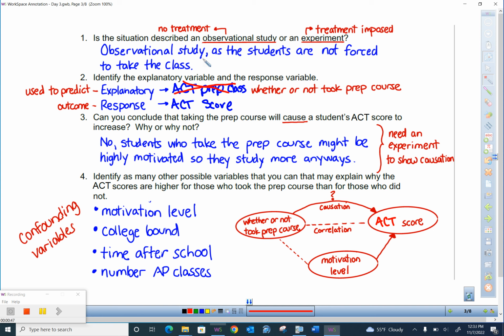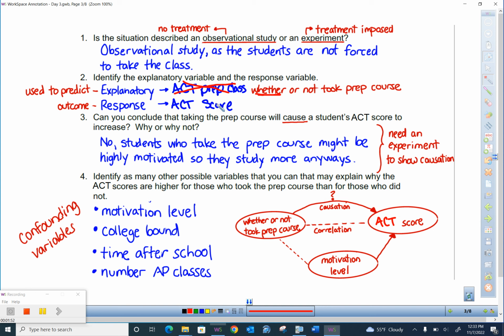Okay, explanatory variable and response variables, we've already talked about those in terms of a graph, but they also have meaning in terms of an experiment. Okay, so the explanatory one is what is used to predict what we think the cause may be, and then the response variable is the outcome. I want to really emphasize, though, ACT prep class is not an explanatory variable. It's whether or not they took that ACT prep course. Okay, so you have to have this status, whether they did it, and that's what we're really measuring.